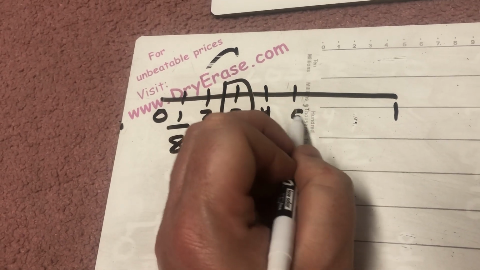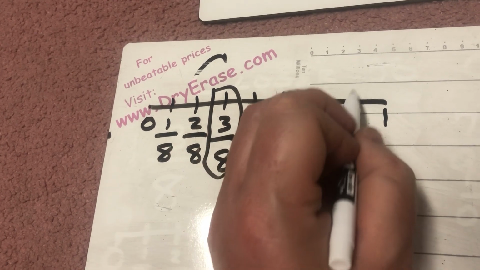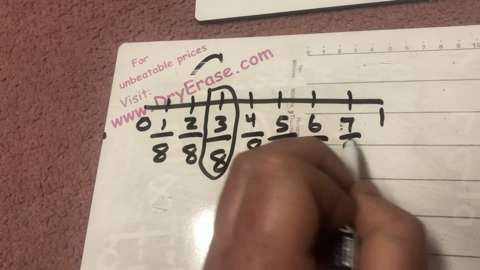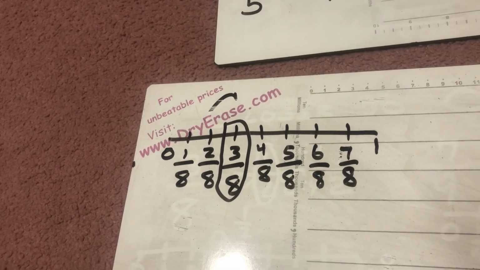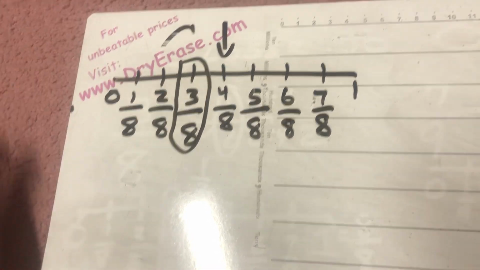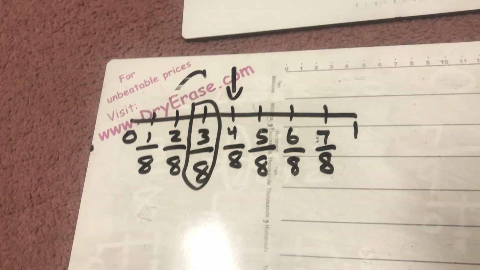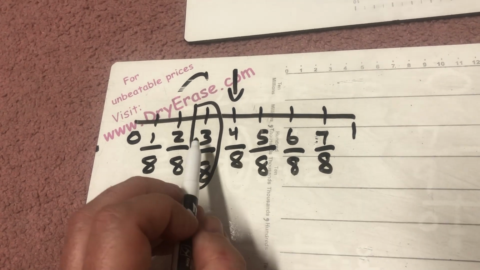4/8, 5/8, 6/8, 7/8, and then 8/8 is 1. Well, 8 divided by 2 to figure out where half is, 4. So that's halfway. 3/8 is definitely closest to a half because it's only 1 step away from a half.